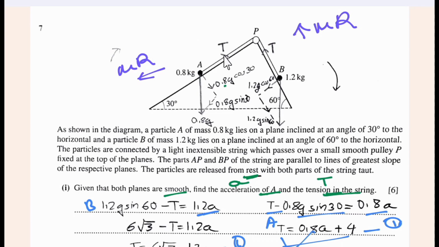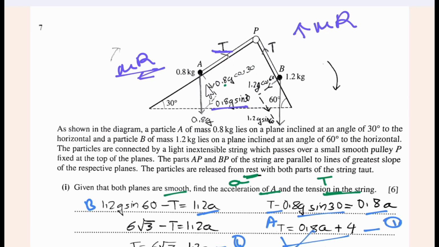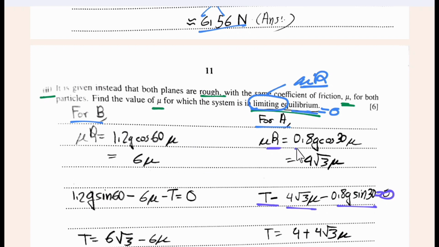So for particle A, the forward force is tension and the backward force is mu R plus 0.8 g sin 30, which is equal to mass into acceleration, and acceleration is 0. So the system is at rest. And what is the value of R? As this force is acting downward, R is the normal reaction force acting upward. So R is equal to this force, that is 0.8 g cos 30, the perpendicular component of weight. So R is 0.8 g cos 30, and this is mu R.